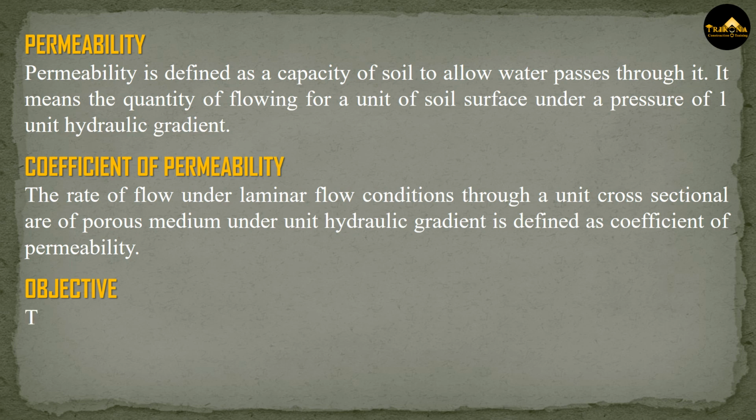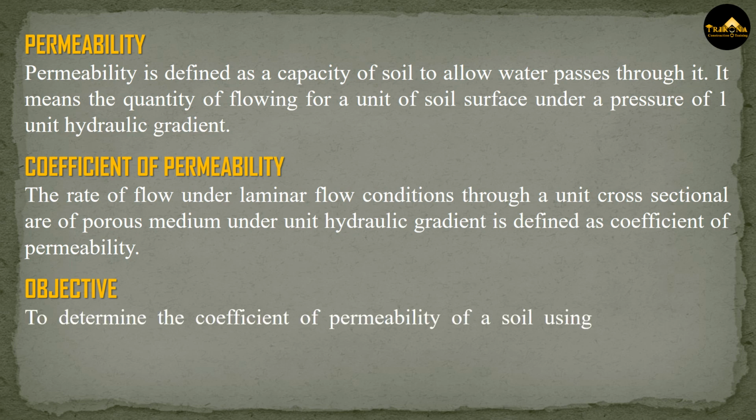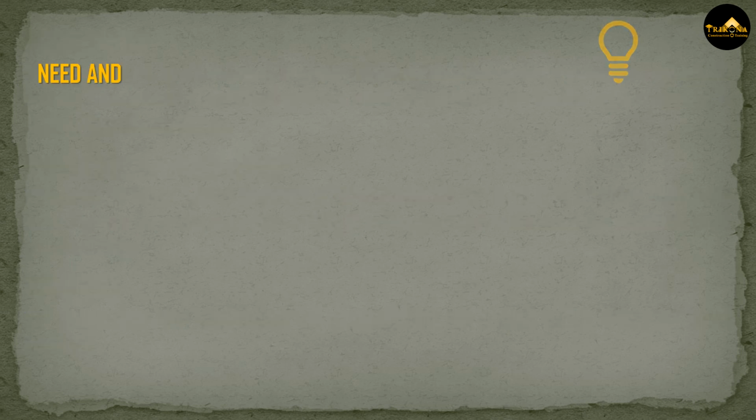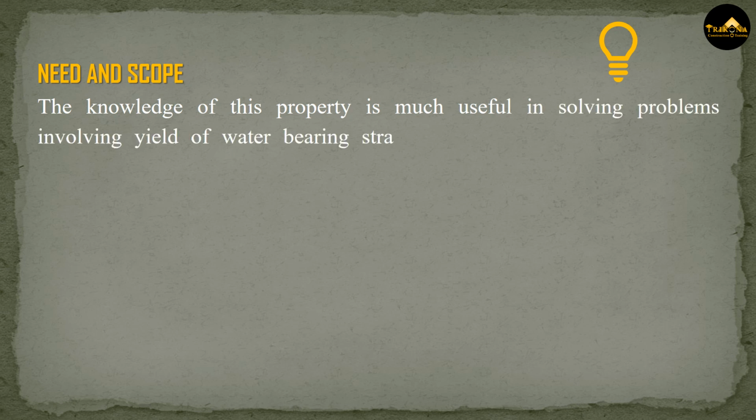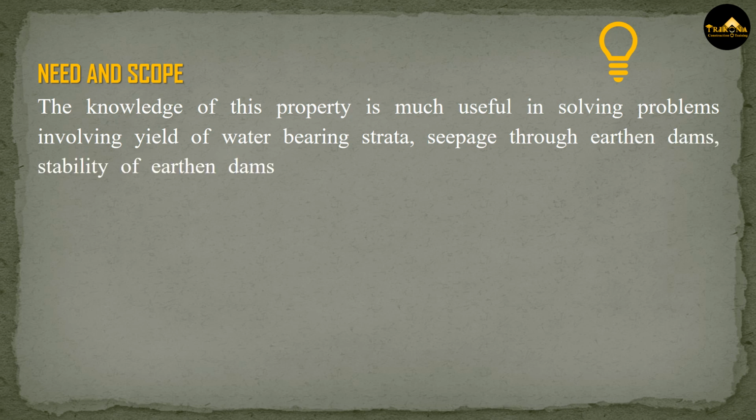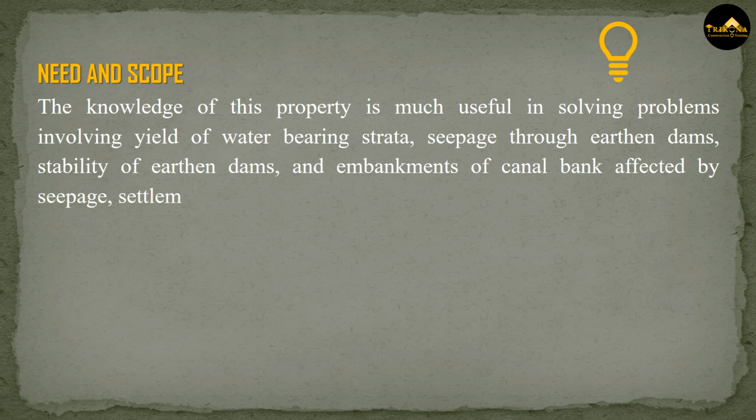Objective: to determine the coefficient of permeability of a soil using the constant head method. Need and scope. The knowledge of this property is very useful in solving problems involving yield of water-bearing strata, seepage through earthen dams, stability of earthen dams, and embankments of canal banks affected by seepage, settlement, etc.